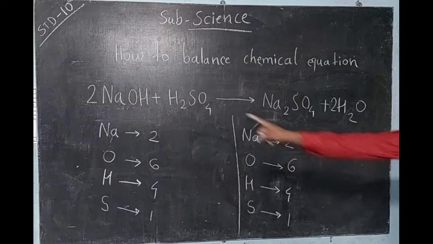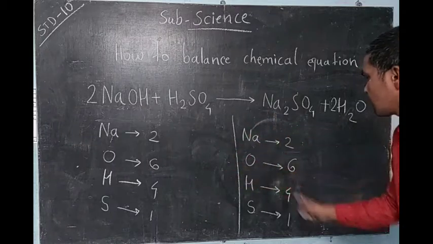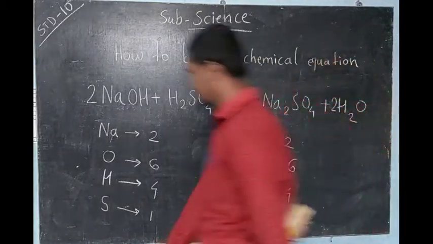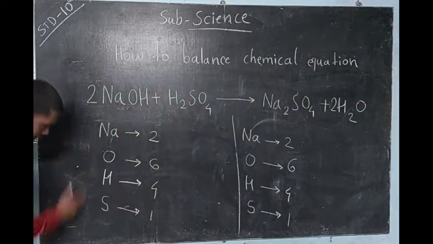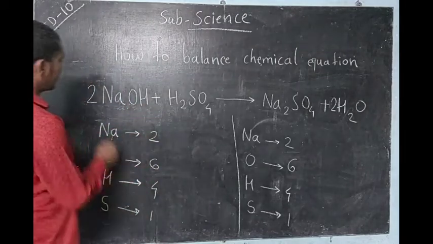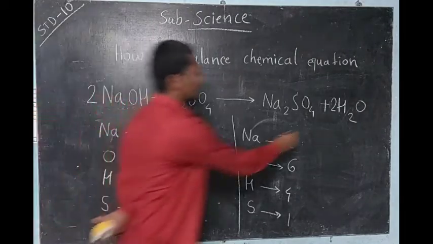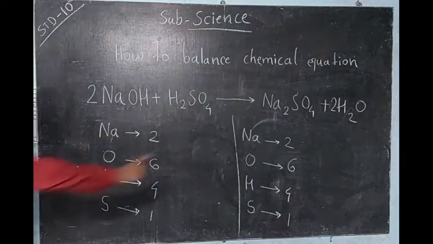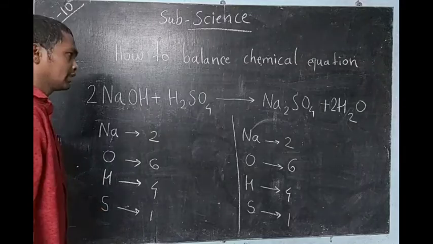Now observe the pattern 2, 2, 6, 6, 4, 4, 1, 1. Here your chemical reaction is balanced. If you use this method, then you can balance the chemical reaction. It means here 2 number and here 2 number we have attached. So with the help of this method you can balance the chemical equation.